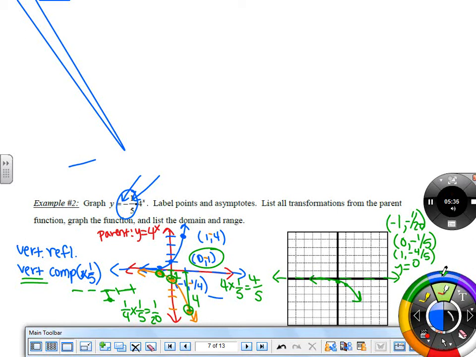And the last thing we should do is list the domain and the range. Now notice you can go left and right forever. There's no limitation on plugging in an x value. And we talked in class about there not being a vertical asymptote because we can plug in any x value we want. So the domain is all real numbers. And the range, notice that the graph travels downward forever, but it approaches the asymptote and doesn't cross it. So all the y values in this case are below 0.